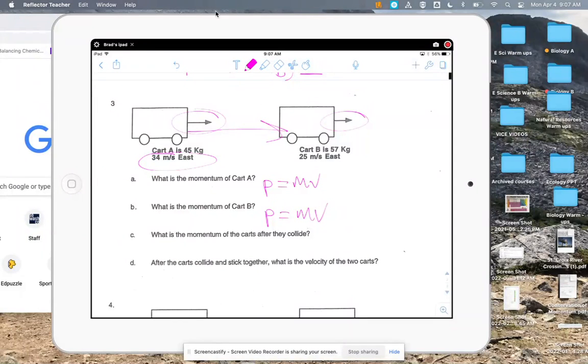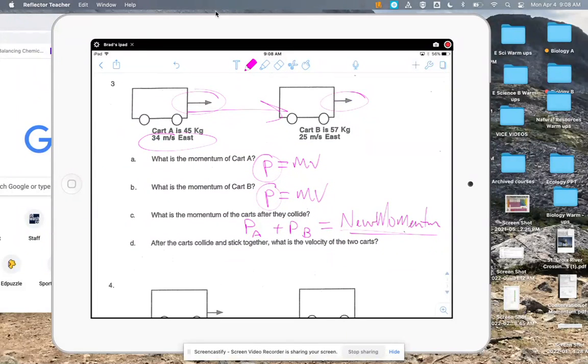With this one, you're just going to add these two momentums together. This one's pretty straightforward. You're adding the momentum of cart A and the momentum of cart B, because they're both moving in the same direction. So PA plus PB should equal the new momentum of this system.